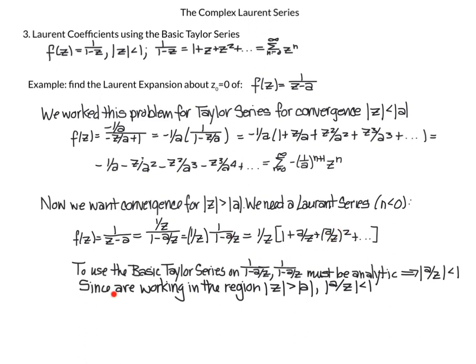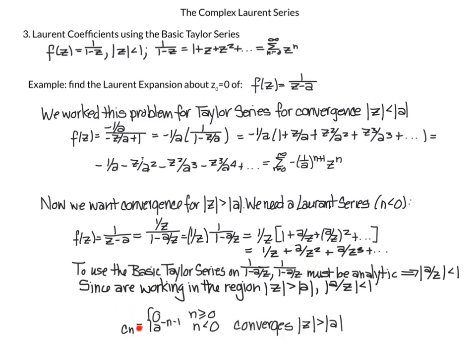So since we are working in the region, our first assumption is that we wanted to be beyond the range of convergence for the Taylor series. So we assumed that the absolute value of z is greater than the absolute value of a. So since we're working in this region where absolute value of z is greater than absolute value of a, we know that the absolute value of a over z is less than 1. So our series here converges, and we're all good.